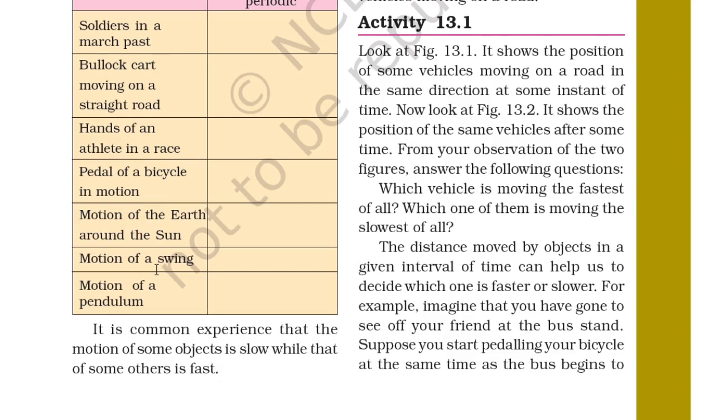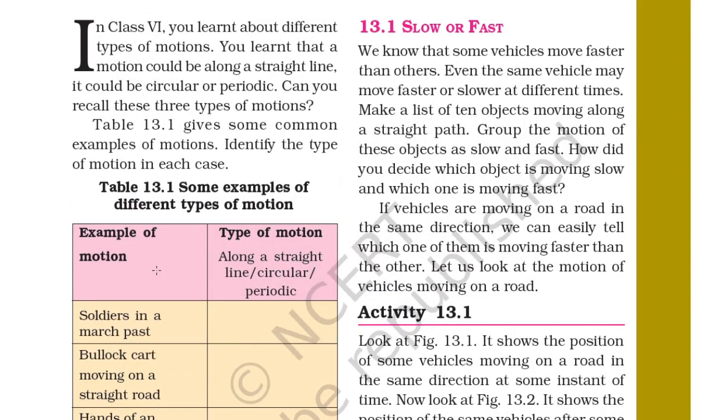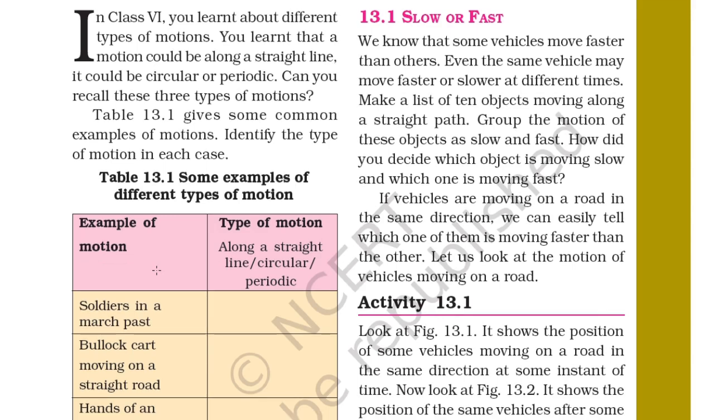It is common experience that the motion of some objects is slow while that of some others is fast. So you know that motion of some is slow and some is fast. 13.1 Slow or fast. We know that some vehicles move faster than others. Even the same vehicle may move faster or slower at different times. Make a list of 10 objects moving along a straight path. Group the motion of these objects as slow and fast. How did you decide which object is moving slow and which object is moving fast?